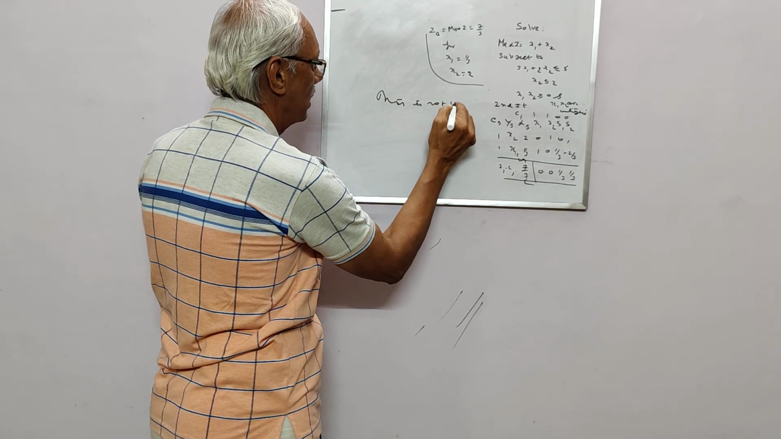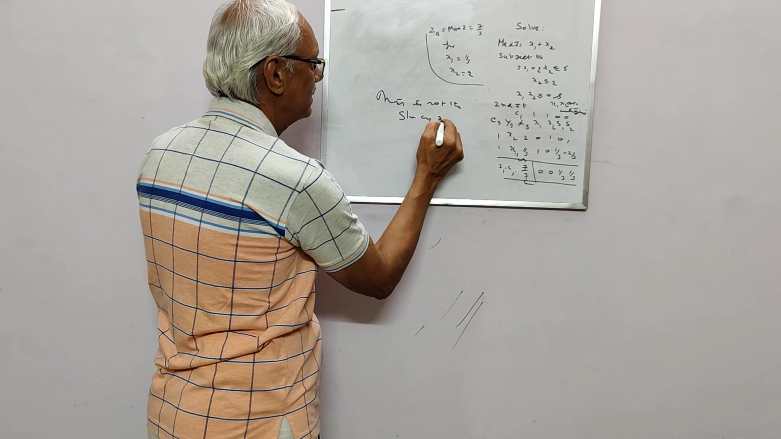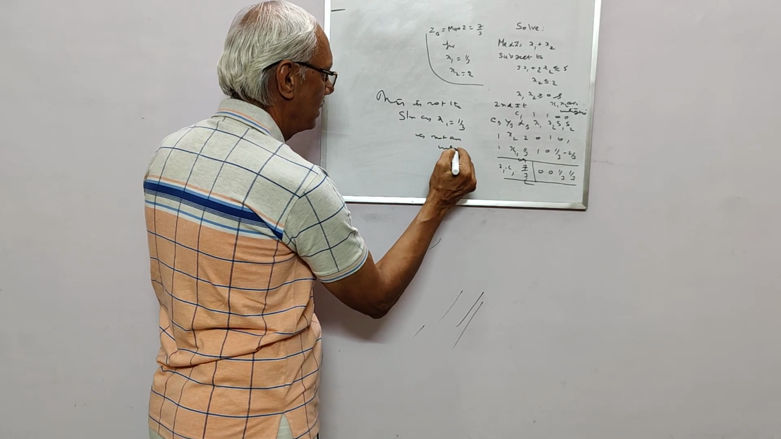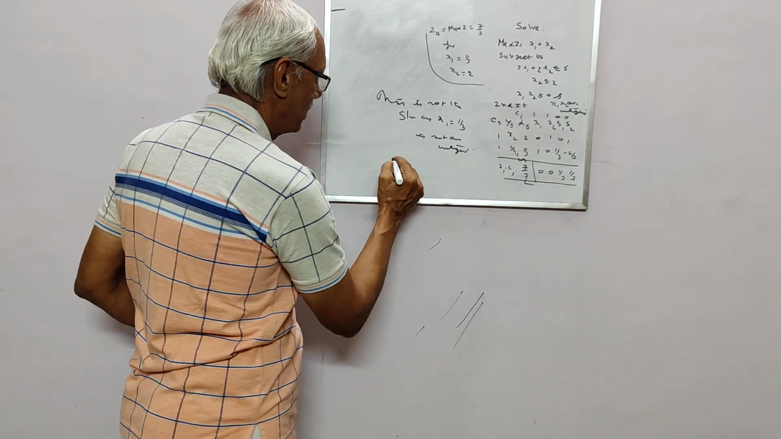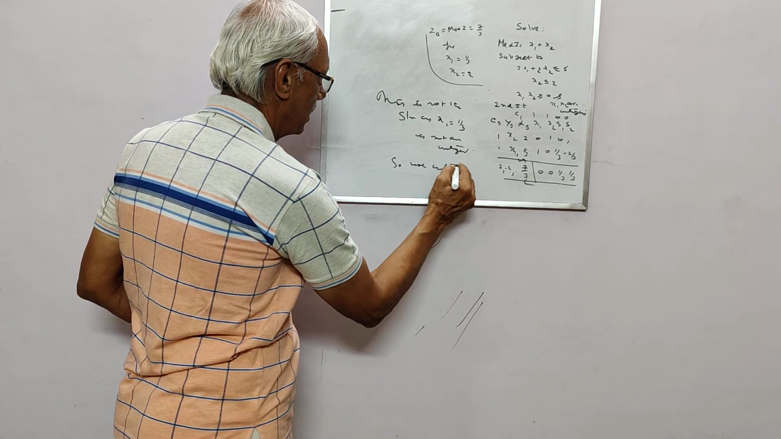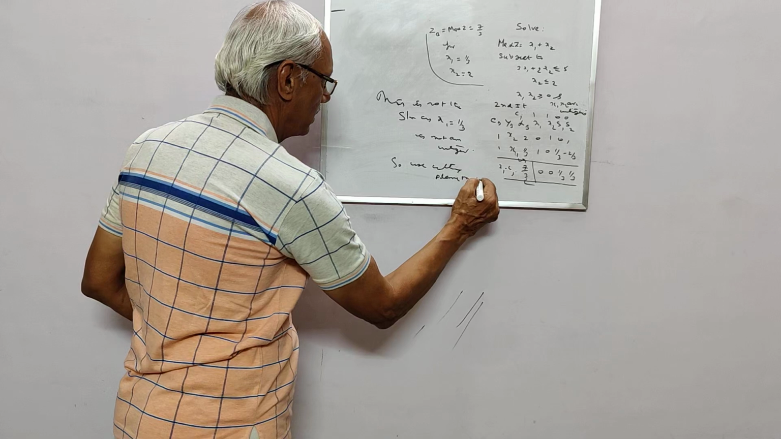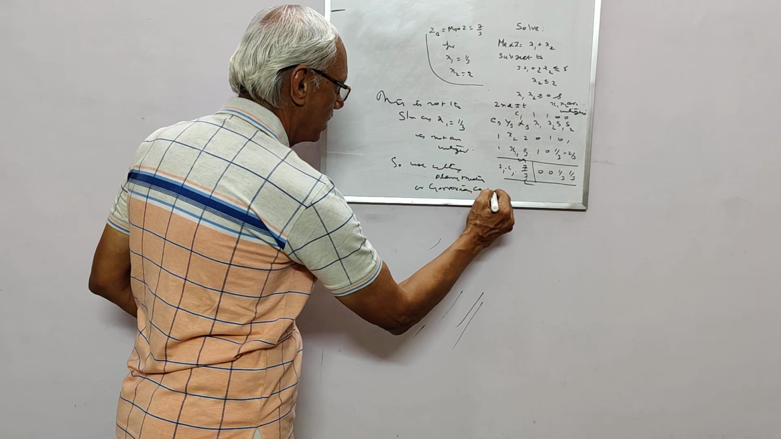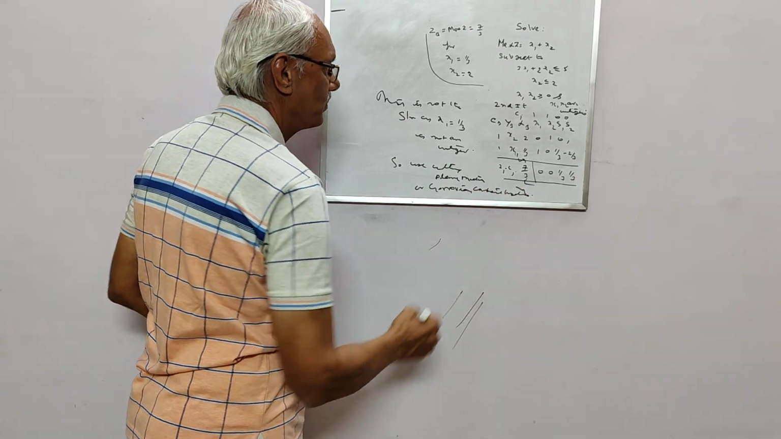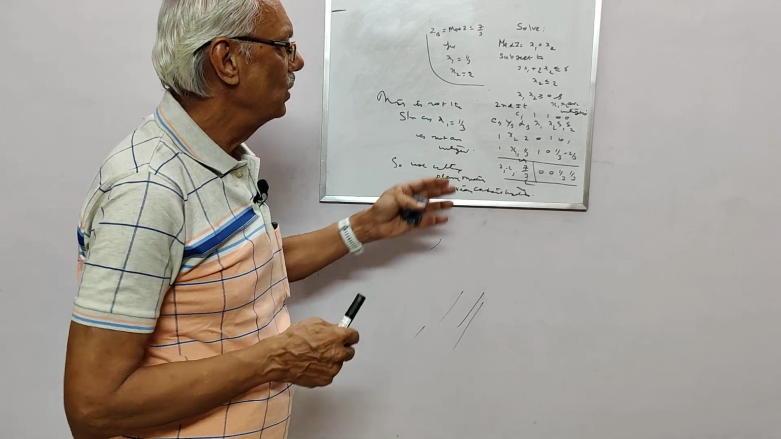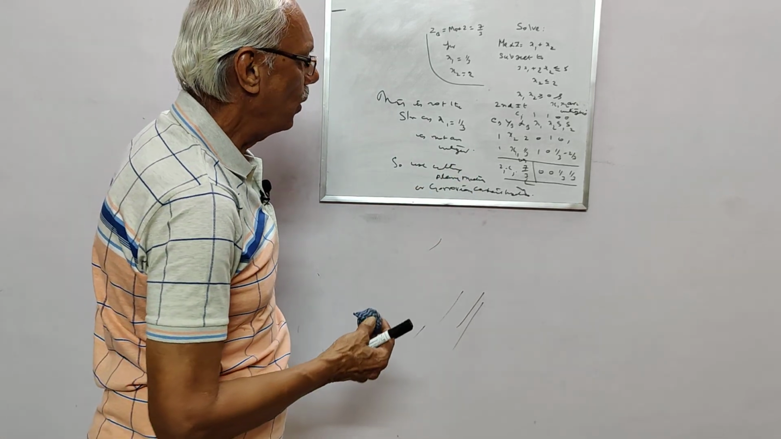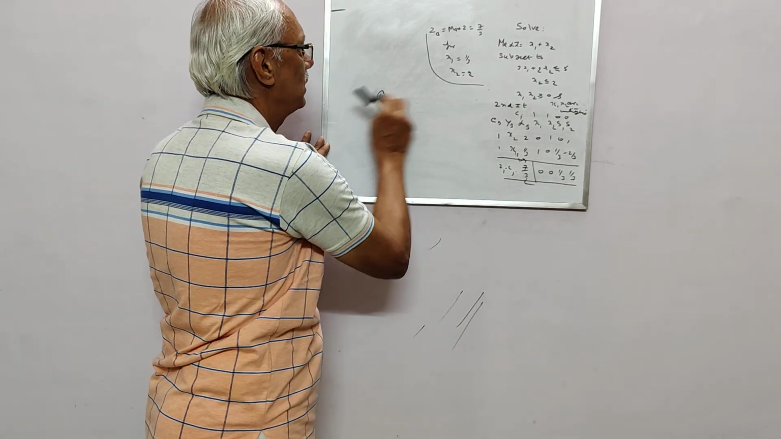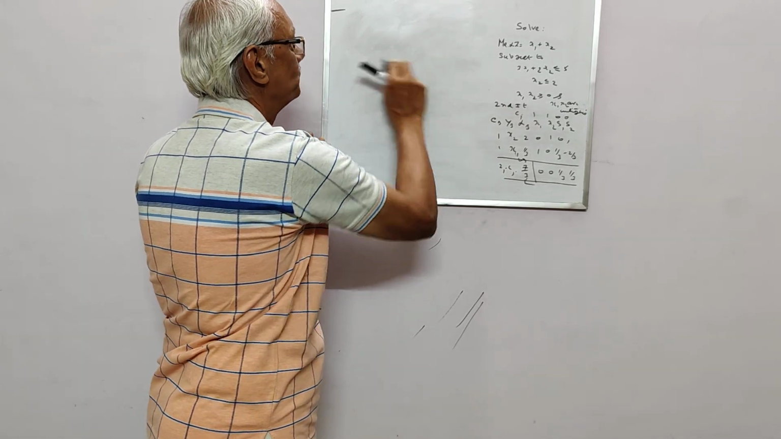As x1 equal to 1/3 is not an integer, so use the cutting plane method or Gomorian constraint method. So let us use this Gomorian constraint method to arrive at the solution. Now how to do that, I will tell you. Be carefully observing me or watching me so that you will understand. So let us start doing this.